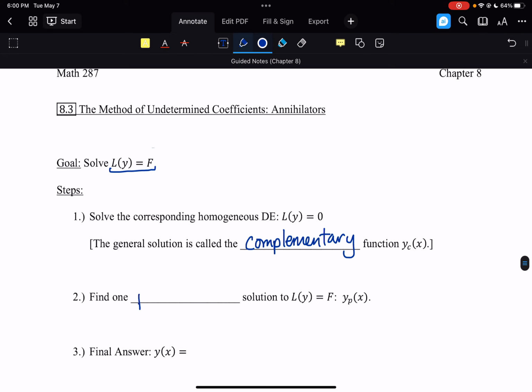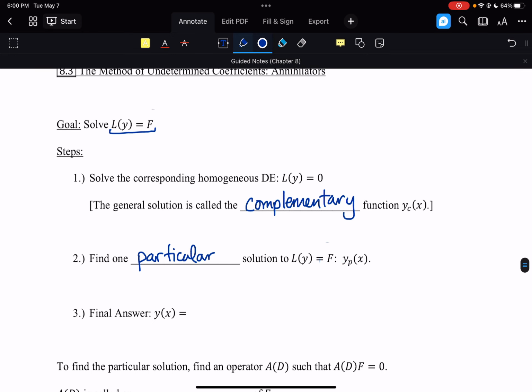Then we're going to find one particular solution to the differential equation equal to f. That particular solution will be abbreviated y sub p. And our final answer, the actual solution, will consist of both of these parts. So it's y sub c of x plus y sub p of x. So we take the complementary plus the particular. Okay, so that's the solution to the homogeneous differential equation plus the one particular solution that corresponds with f.